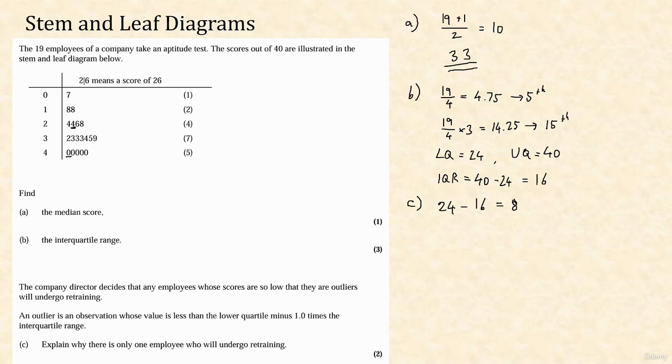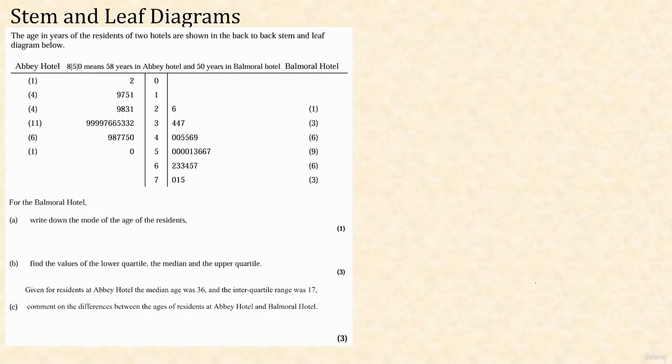So that's the cutoff point. Anyone whose value is less than that is an outlier. So explain why there's only one employee who will undergo retraining. We'd just say one employee got 7 and everyone else got more than 8. Therefore, 1 retraining.